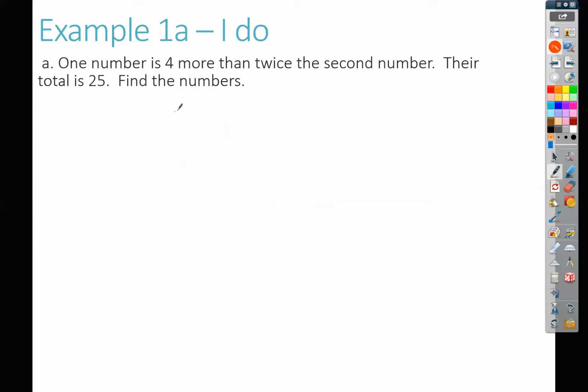Okay, so one number is 4 more than twice the second number. So y equals 2x plus 4. One number is 4 more than twice the second. Their total, so x plus y, is 25.